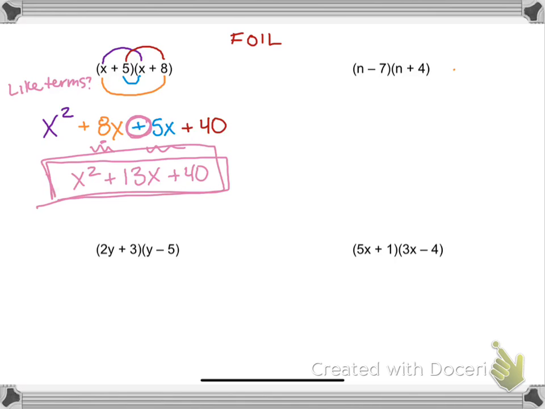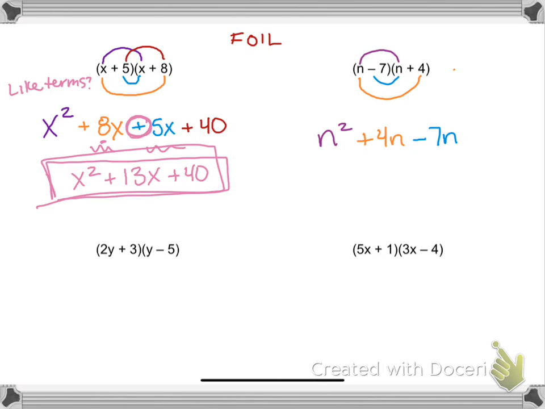Let's look at another one. So again, I'm going to do first, outer, inner, last. So my first two terms are n times n is n squared. My outside two terms, n times 4 is 4n, so plus 4n. Make sure you have your addition or subtraction sign there.